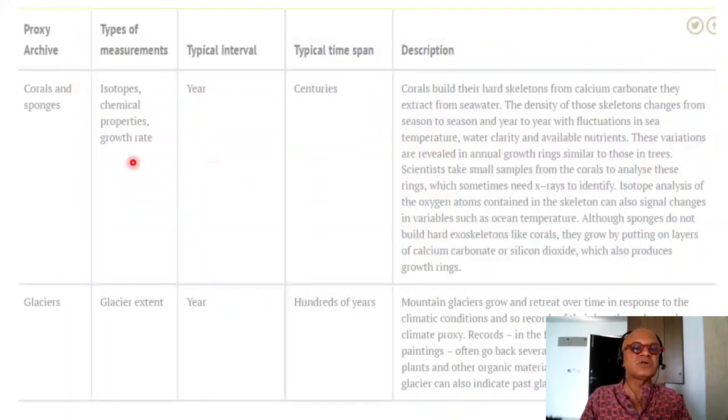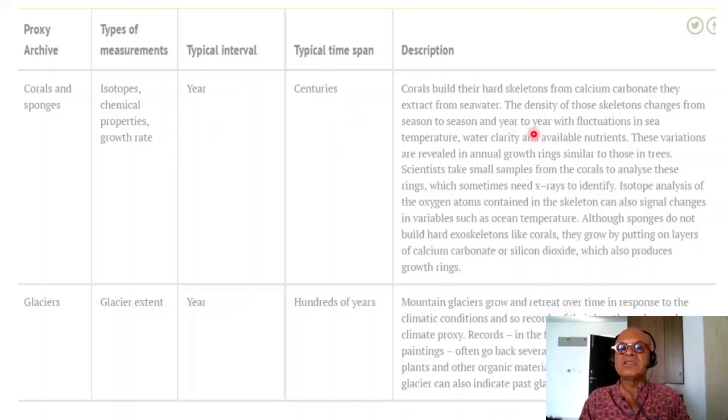Corals and sponges. So we list the types of measurements, typical interval, typical time span, and description. For corals and sponges we use isotopes, chemical properties, and growth rates. So those are the bands that corals record. They are typically at the scale of years. Time span is centuries, how long the coral lives and dies.